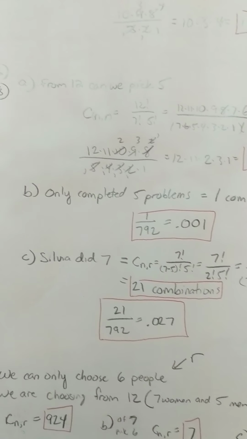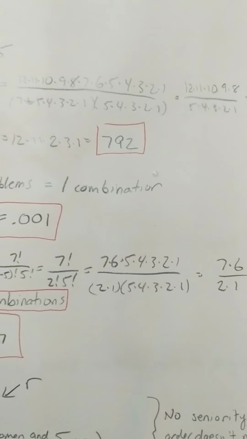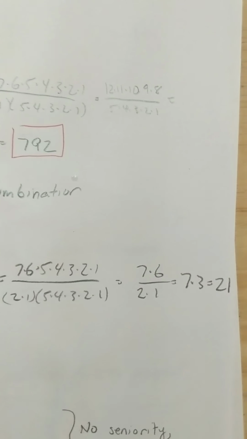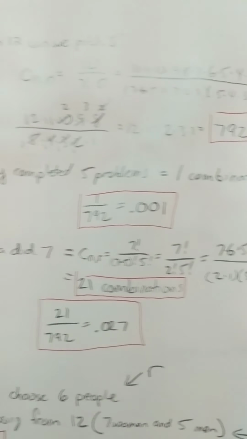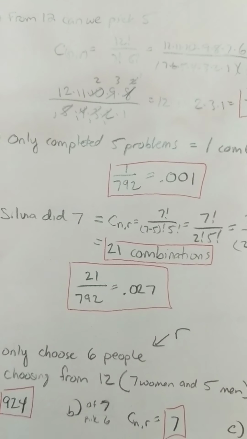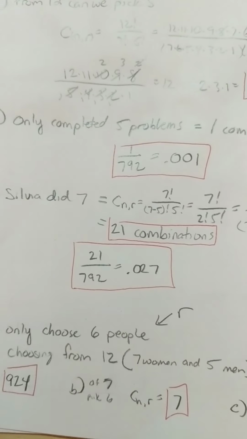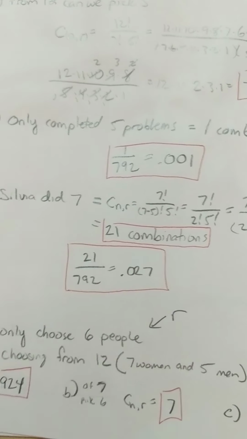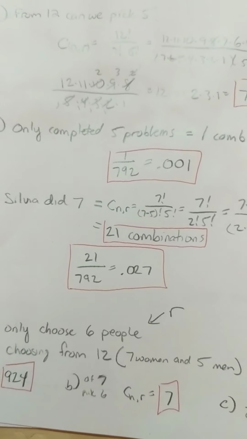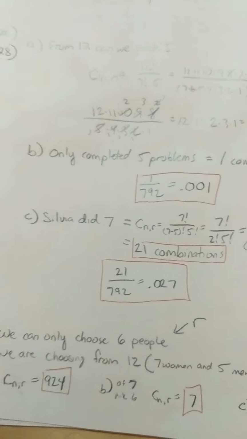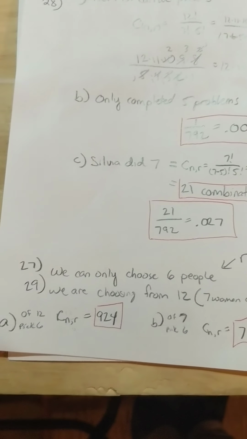Now, Sylvia only did 7. Of the different combinations of 5, when we do the math out, 5 factorial cancels out. I simplified the 2 and the 6 to get 7 times 3. There are 21 total combinations. So of the 21 combinations that Sylvia could achieve, out of the 792 potential, there's a 0.027, or 2.7%, chance that if she were to hand in her homework, the 5 that get selected would be the ones she did.